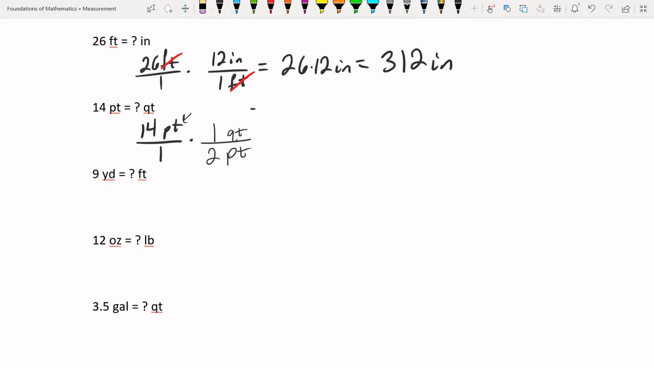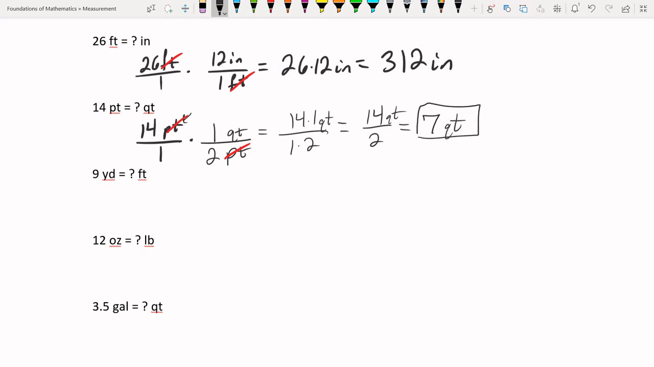That's how you set up and choose your unity fractions. Okay, cancel the pints. We're left with quarts, which is good. 14 times 1, 1 times 2, gives us 14 over 2, which both can be reduced by 2. Or, well, you can also divide 2 into 14. It gives you 7. And I can just keep the units in. We get 7 quarts. 14 pints is the same as 7 quarts.